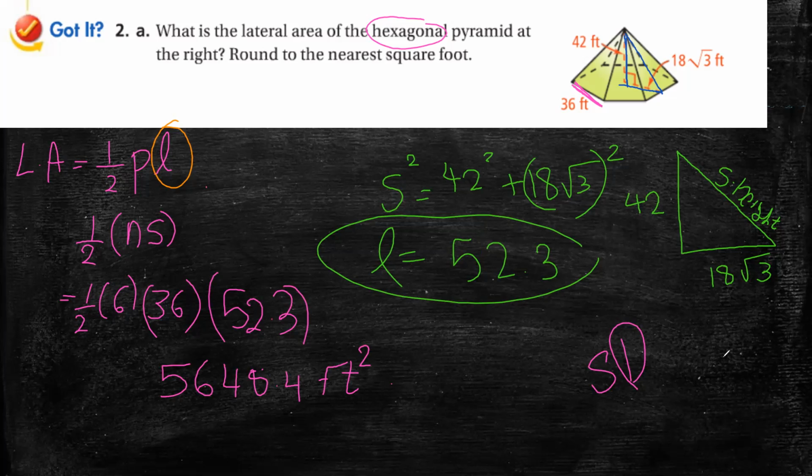Okay? This is now how to find the lateral area in square feet. It is 5,648.4 square feet. Is it clear now? Do you have any questions? No, teacher.